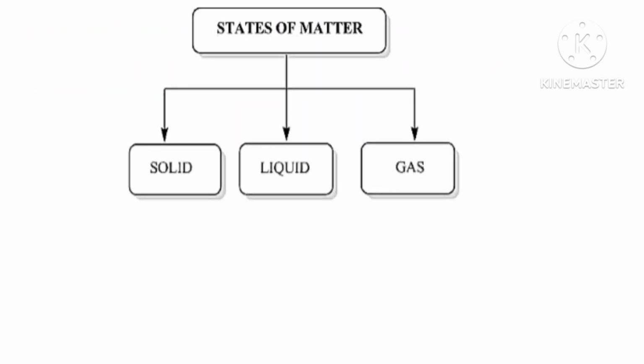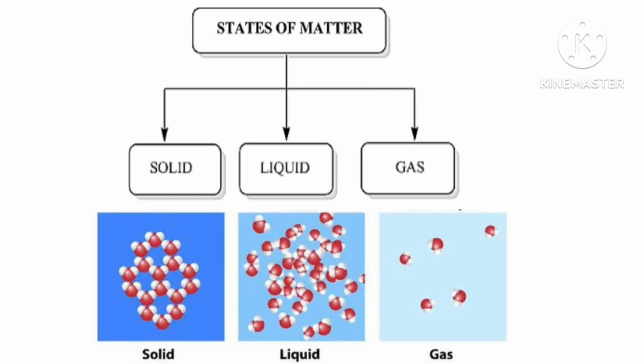States of matter. There are 3 states of matter: solid, liquid and gas. You can see the molecular structure of solid, liquid and gas here. Solid is compact, liquid has some space and gases have very large spaces between their molecules. Difference between solid, liquid and gas.